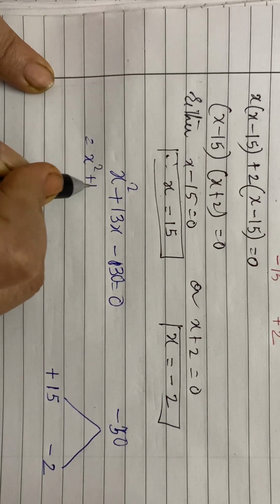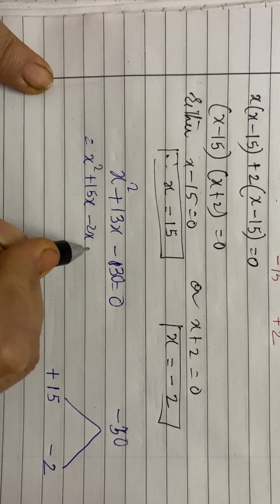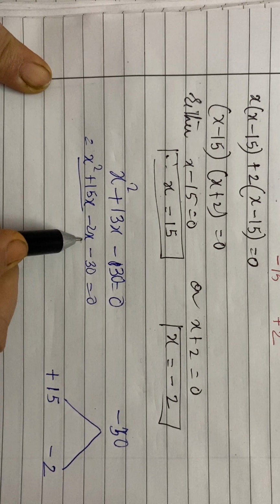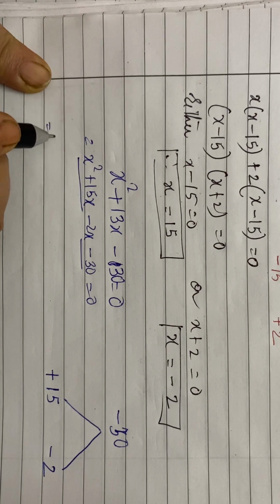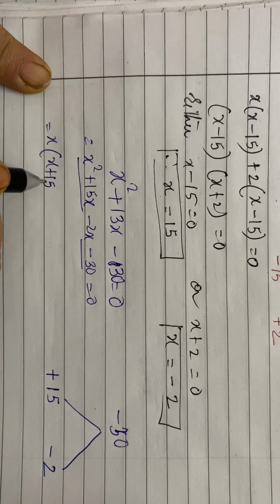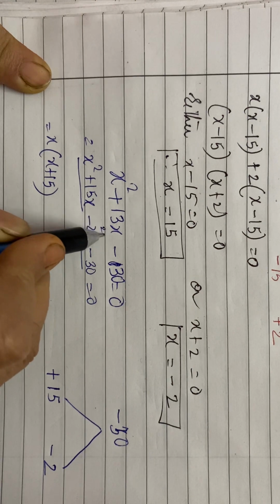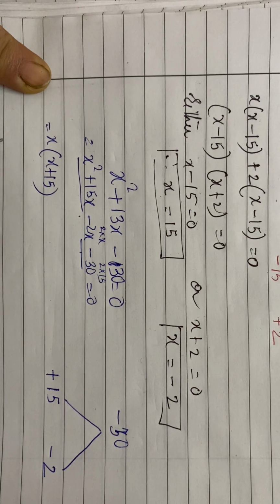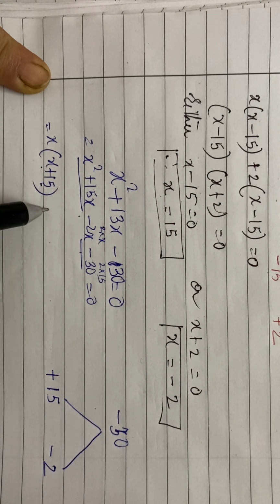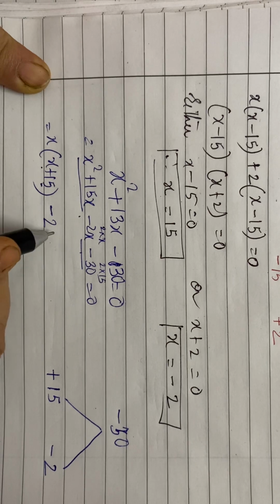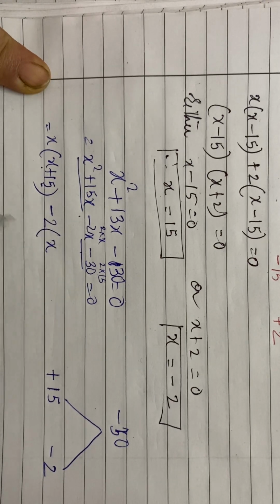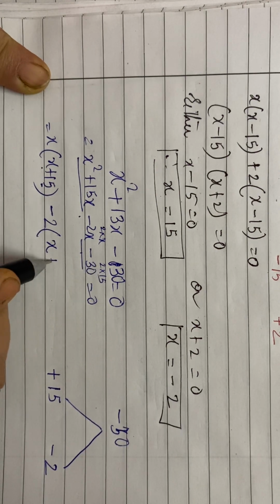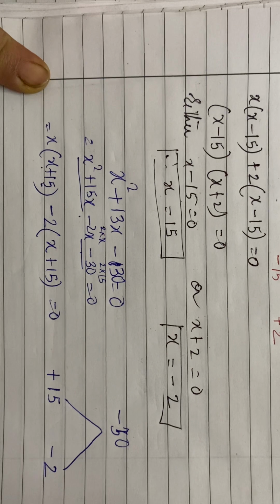x square plus 15x minus 2x minus 30 is equal to 0. What will be common over here? x will be common. So x plus 15. Now here it is 2 into x and 2 into 15, but with minus sign. We want x plus 15. So we will take out minus 2 common. So this minus will be cut. You will get plus x. Again minus and minus sign will be cancelled, and 2 will be removed. You have plus 15.